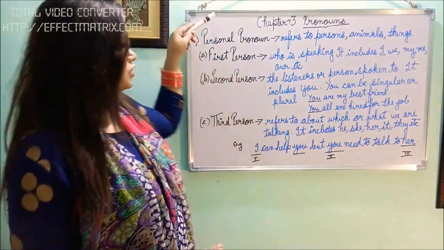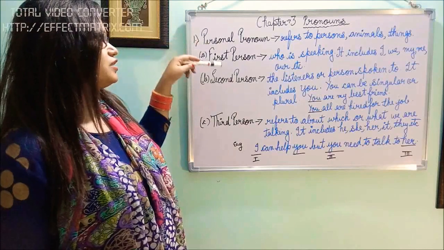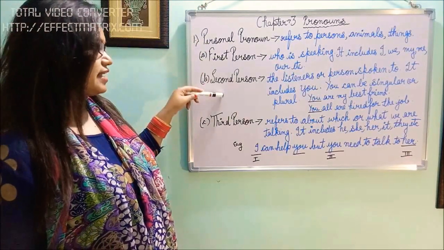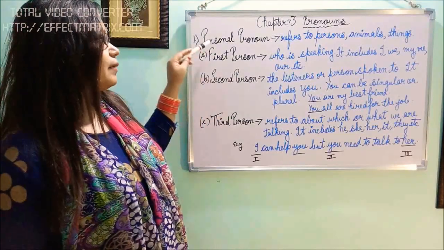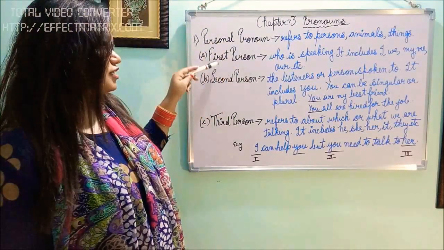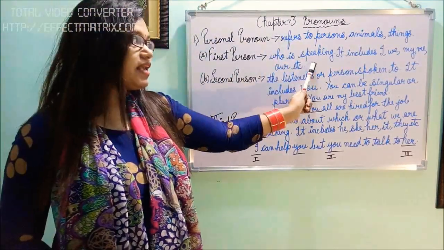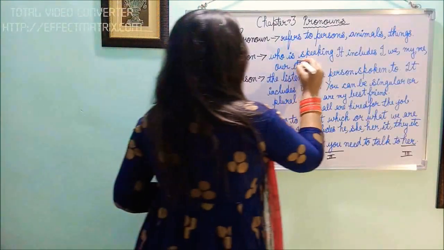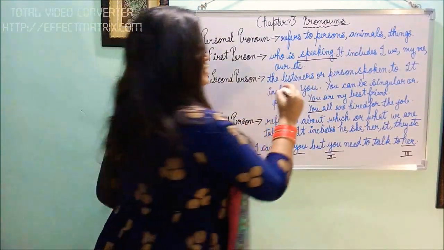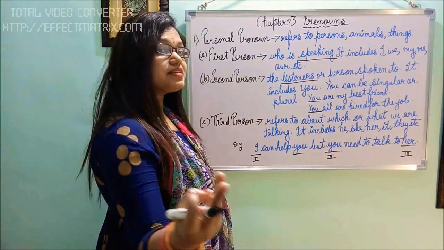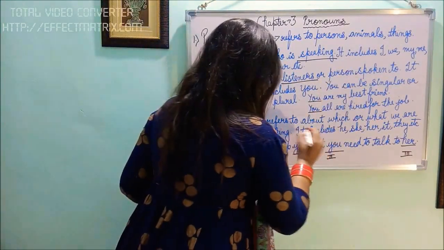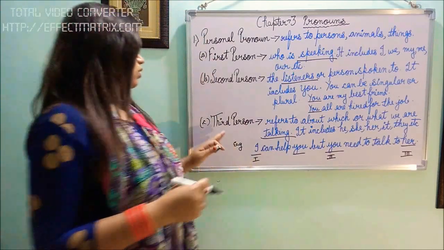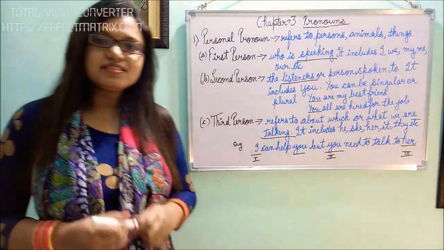Understand, students? So these were the three kinds of person: first person, second person, third person, which come under the personal pronouns. First person who is speaking, right? Second person who is listening, and third person about which or about what we are talking. So that is called third person. Understand?